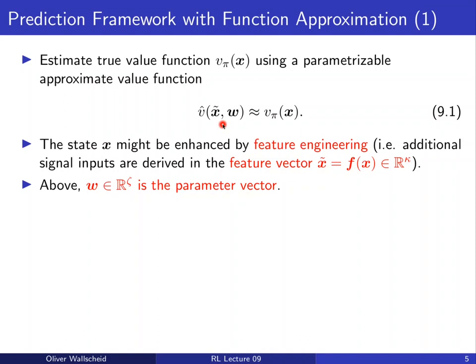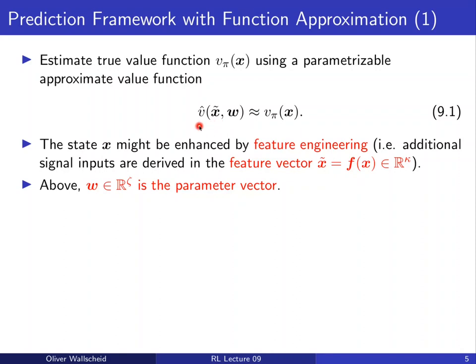Moreover, for today's lecture, we will denote x tilde as a feature vector. Wilhelm also talked a lot about feature engineering in the last lecture, and you will also find in the lecture book of Barto and Sutton an entire sub chapter on feature engineering in a very general way. So we don't focus today on feature engineering as a specific tool. However, we denote here by x tilde that our states might have been enhanced by feature engineering, and therefore x tilde is the feature vector information, which is then used as the input here for that value function approximation.